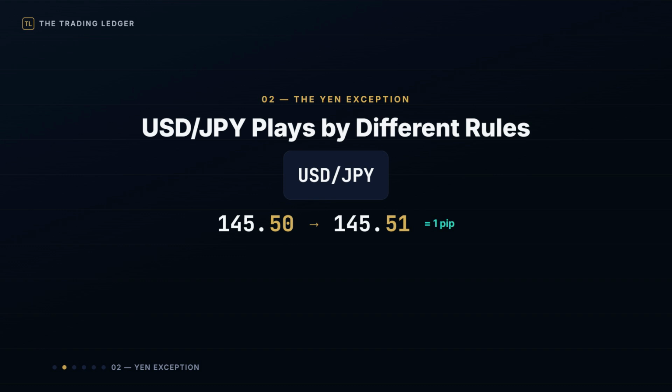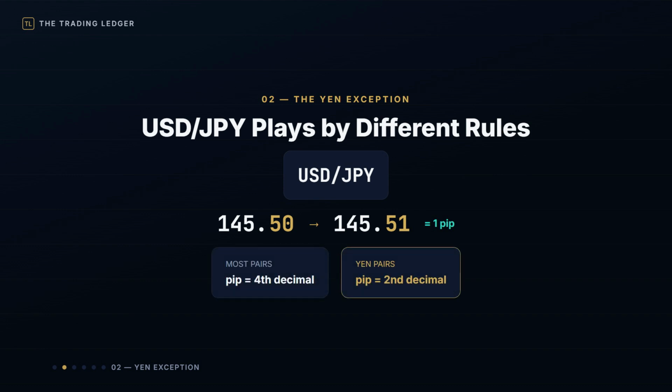Why the difference? It comes down to the relative value of the yen. 1 yen is worth much less than $1 or 1 euro. So the pricing structure is different. The rule is simple. Most pairs, pip is the 4th decimal place. Yen pairs, pip is the 2nd decimal place. Burn that into your memory and you're good.